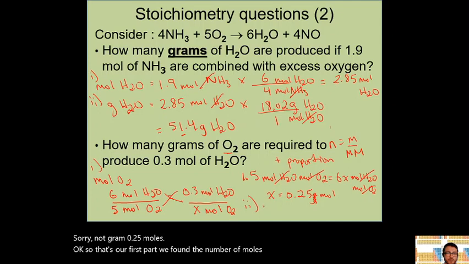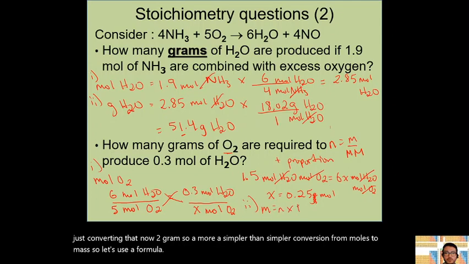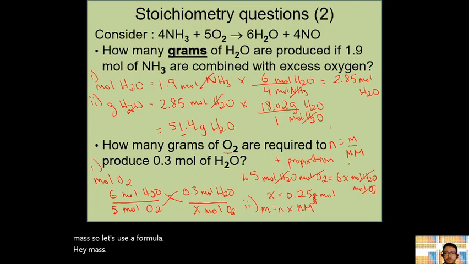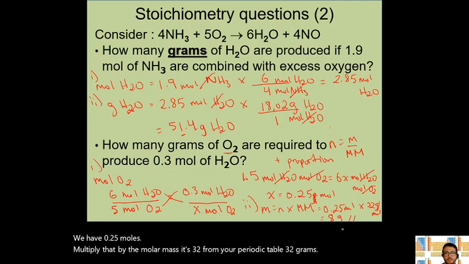So let's use a formula. Okay, mass is equal to moles times molar mass from this formula here, just rearranged. We have 0.25 moles. Multiply that by the molar mass, it's 32 from your periodic table, 32 grams per mole, and we end up with, sorry, we're kind of tight here, 8 grams, and that is our final answer, 8 grams.